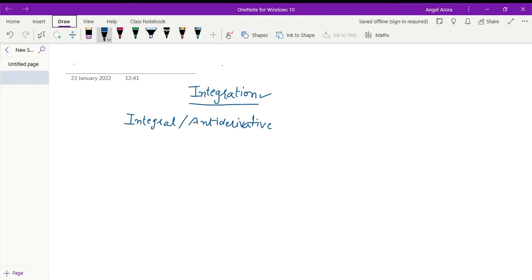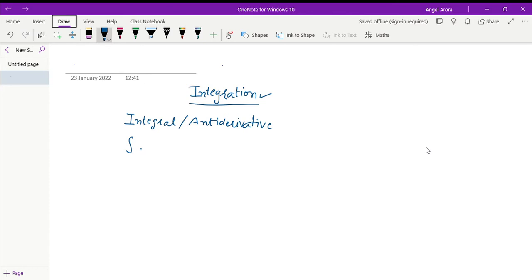So we can say that finding an integral is the reverse of finding a derivative. In this video, we will learn how to calculate an integral. The symbol for the integral is a stylish long S. After this symbol, we write the function. The function is also called the integrand.